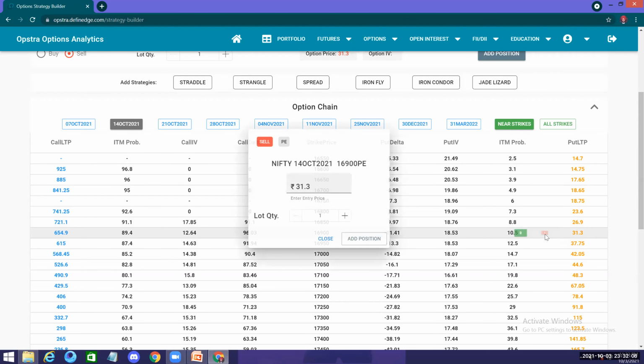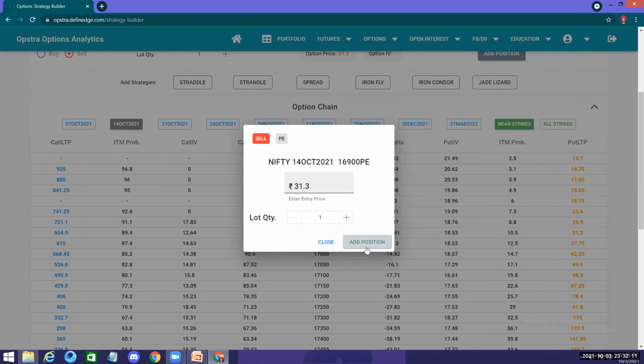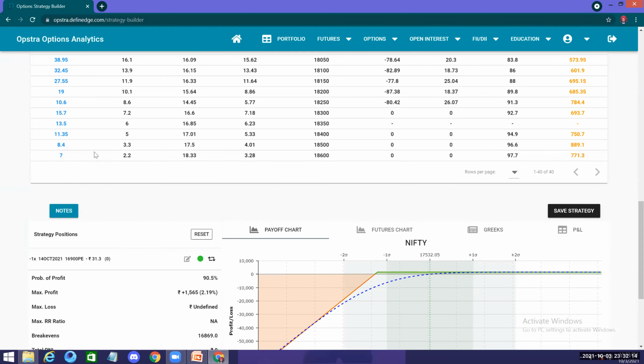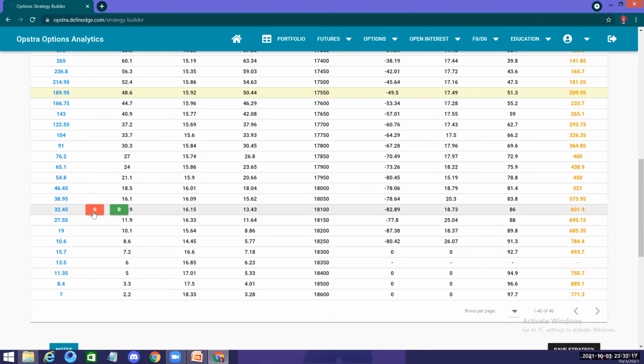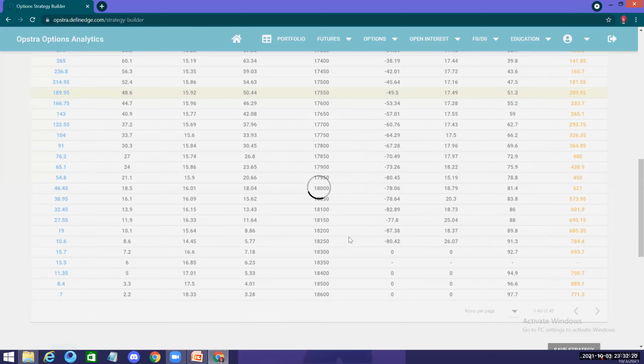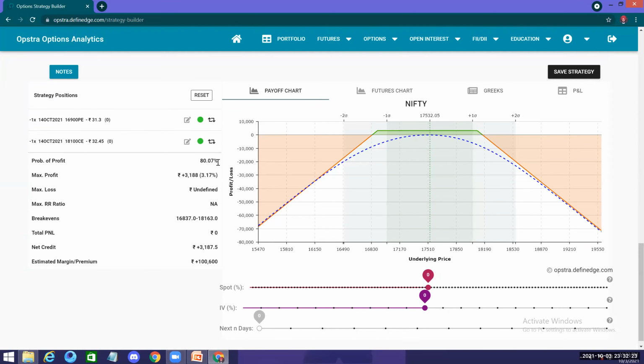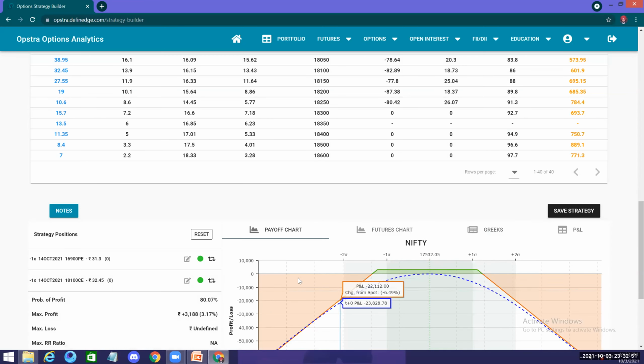For any probability, we are not going to get more than around 30 rupees as the likely target for us. So we sell 130 here, put 16,900, and we will sell an equally spaced call around 18,100. Let's see it. The probability is 80%. The maximum profit is 3,188, which is approximately 3.17% on our capital of 1,600,000 rupees deployed. Our break-evens are 16,837 to 18,163. So this is how safe strategies are done.